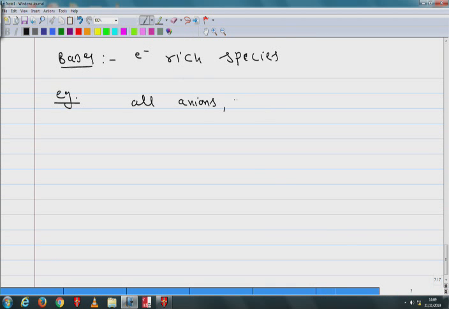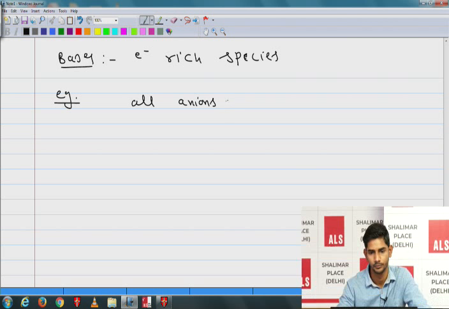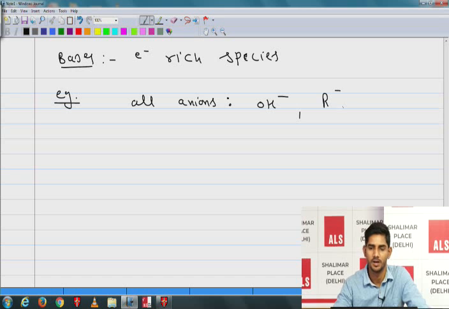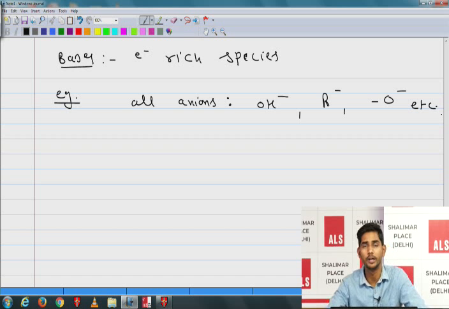All anions, for example, OH minus, R minus, O minus, etc. Whatever anion you find over there, they will be the bases.